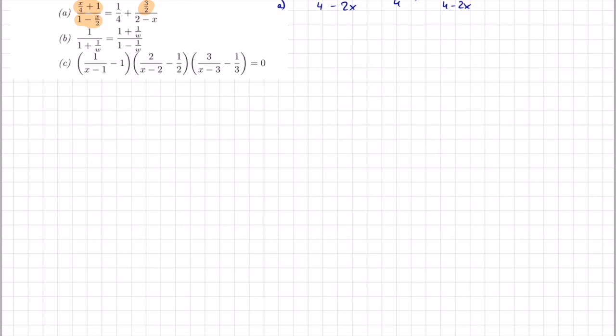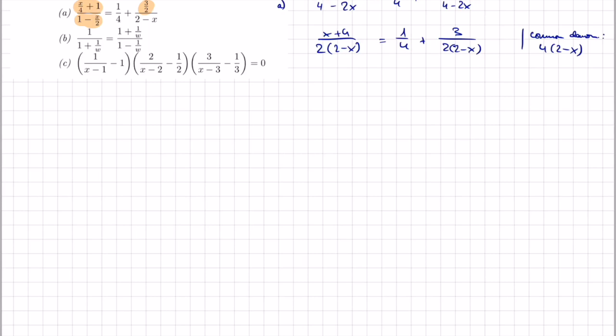We could use 4 times 4 minus 2x, but we can actually make it a bit simpler by recognizing that there's a factor of 2 here. And now the common denominator is a wee bit simpler. It's just 4 times 2 minus x, not 4 times 4 minus 2x, which would be twice that.